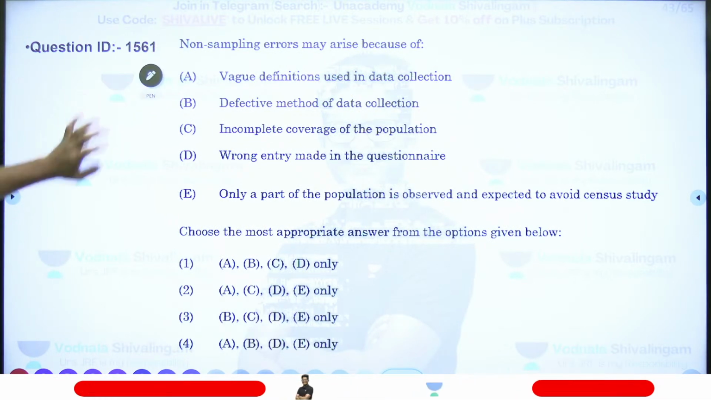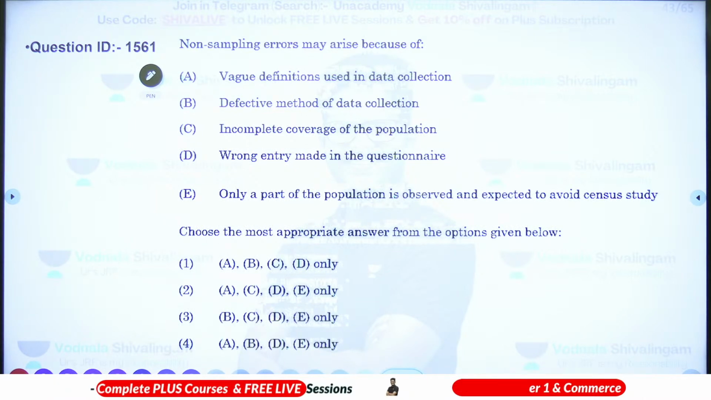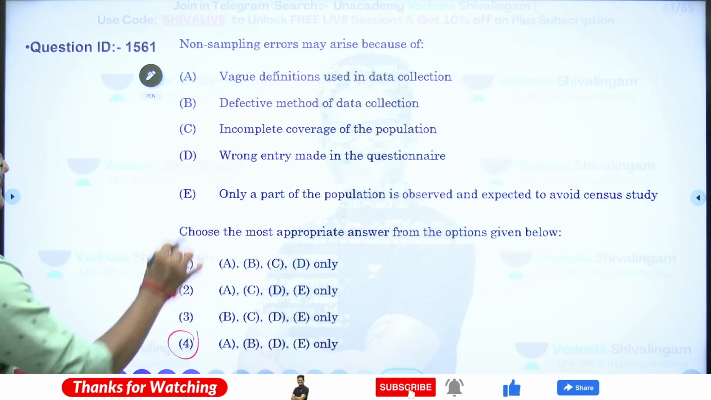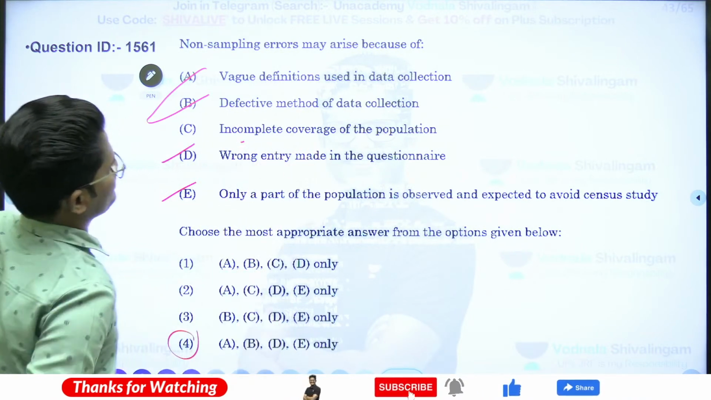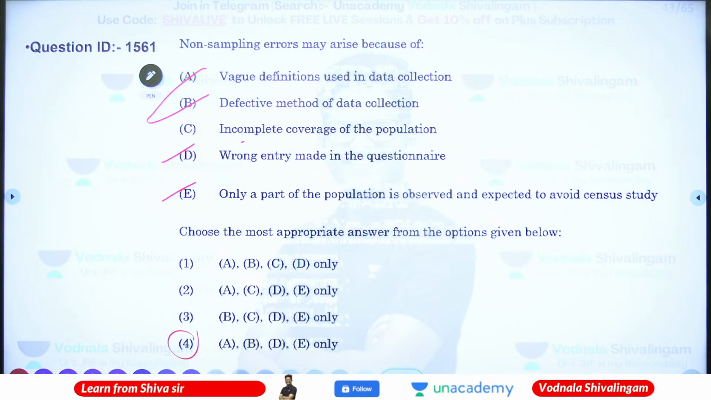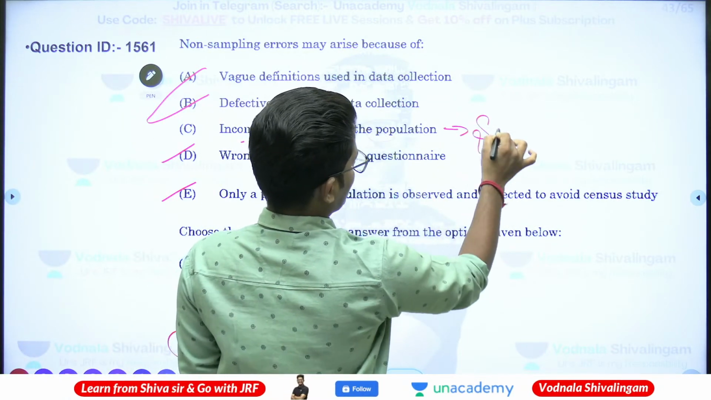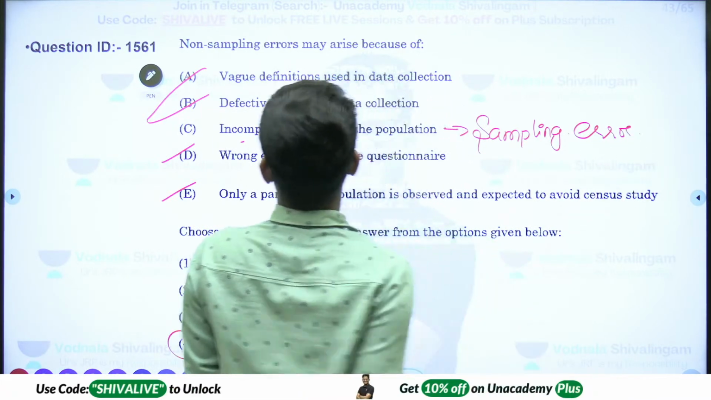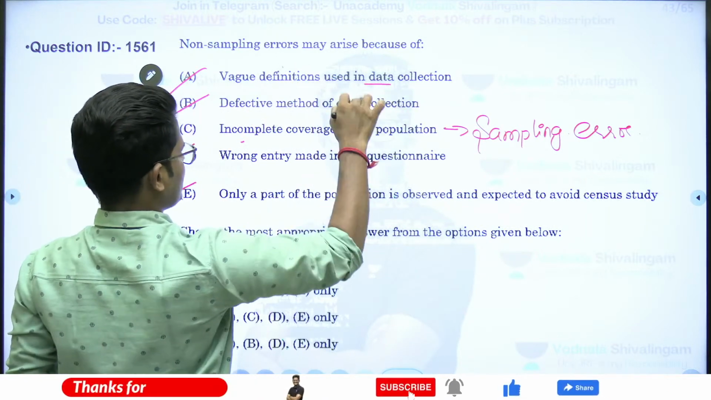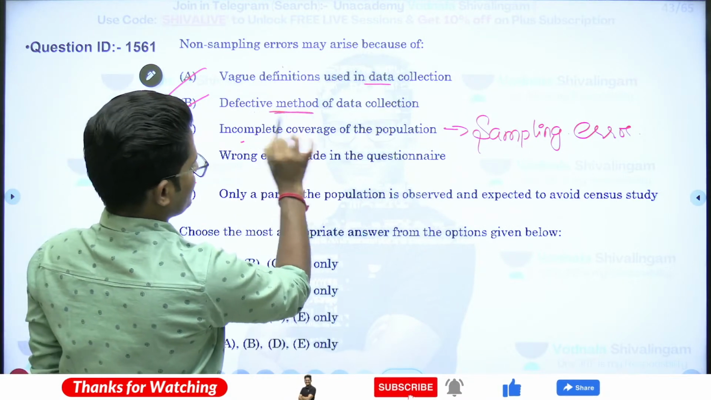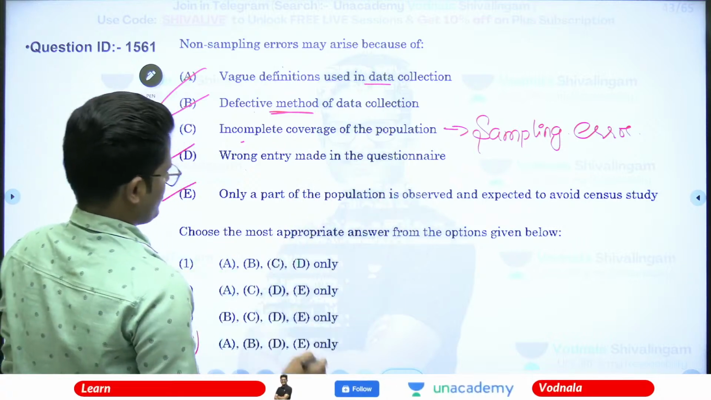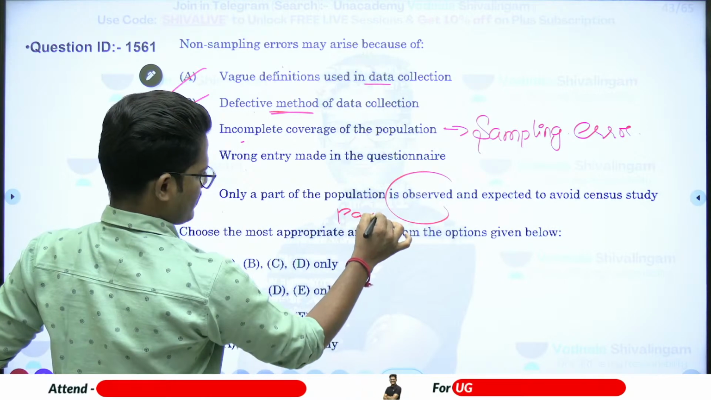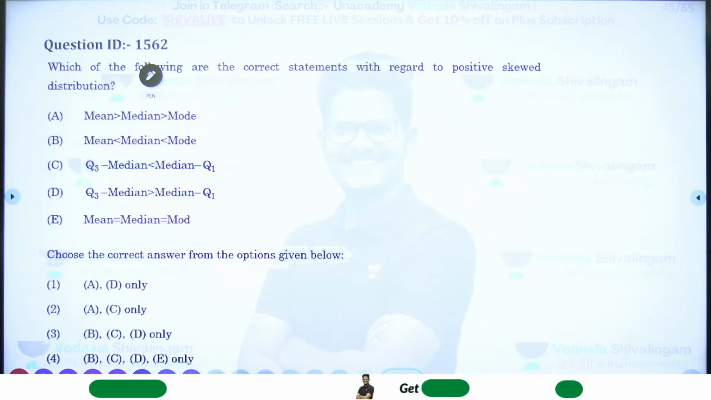Non-sampling errors may arise because of which of these? The answer for this question will be option D, that is A, B, D, E. Incomplete coverage of the population: non-sampling error may arise because of incomplete coverage. Incomplete coverage means sampling error, you didn't pick up the proper sample, which is not representing the entire population's characteristics. So this will be a sampling error. And vague definition used in data collection, where the definition itself is confusing. Defective method, the method that you use for collection is wrong. Wrong entry made in the questionnaire means wrong inputs. Only a part of the population is observed to avoid a census study, meaning only a part of the entire population was considered. Those are the non-sampling errors, other than a sampling error.